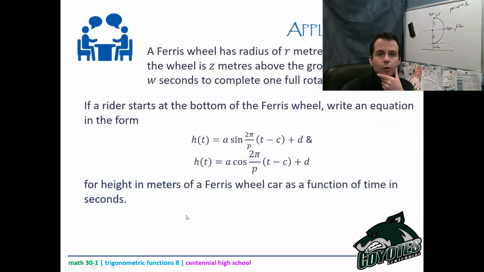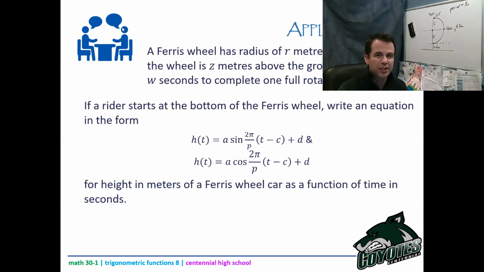All right, so the next one that I have in here, I just kind of want to talk to you with. This is not in your book, so don't look for it. But I wanted to give you a question where there's a bunch of letters and just see how you handle the letters. So it says a Ferris wheel has a radius of r meters. The center of the wheel is z meters above the ground, and it takes w seconds to complete 1 full revolution. If the rider starts at the bottom of the Ferris wheel, write an equation in those forms for the height in meters of a Ferris wheel car as a function of time.